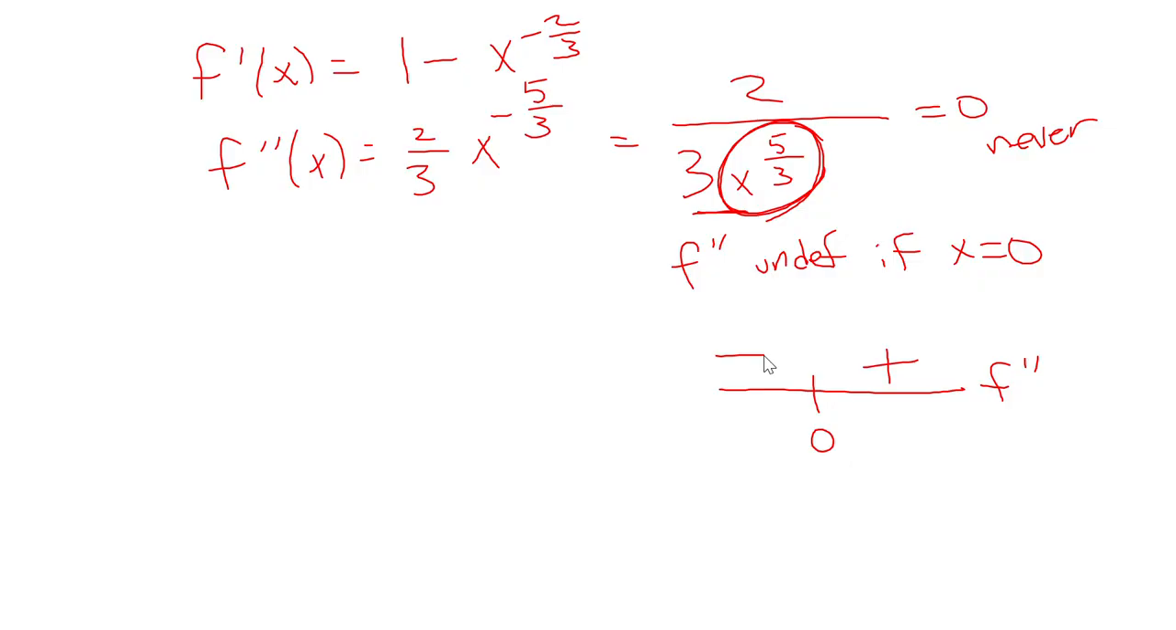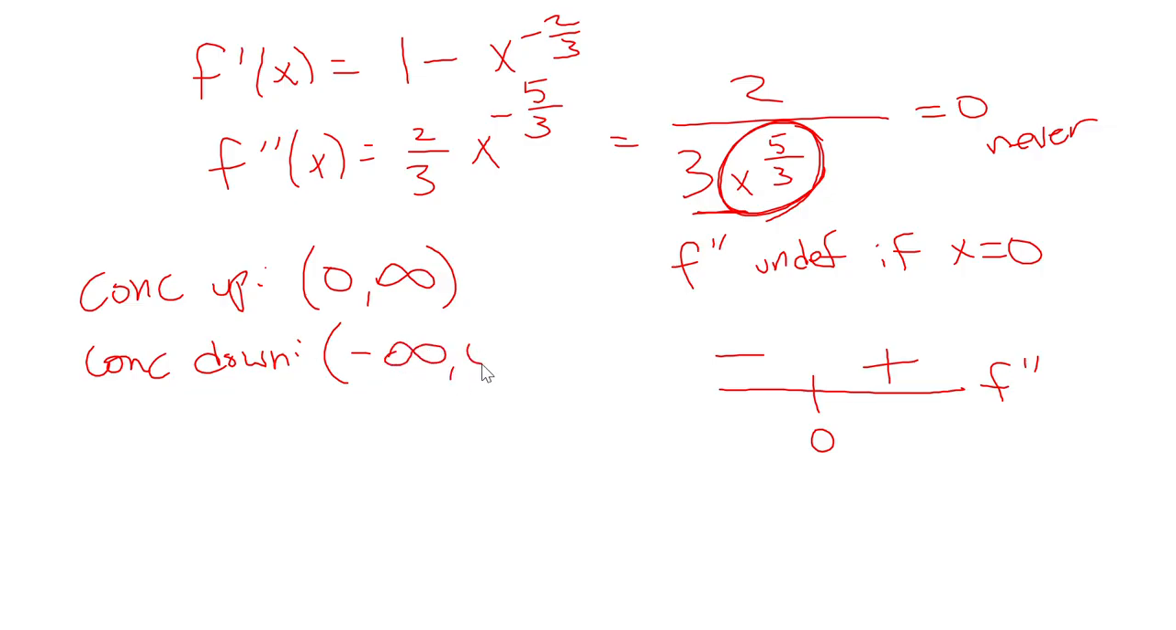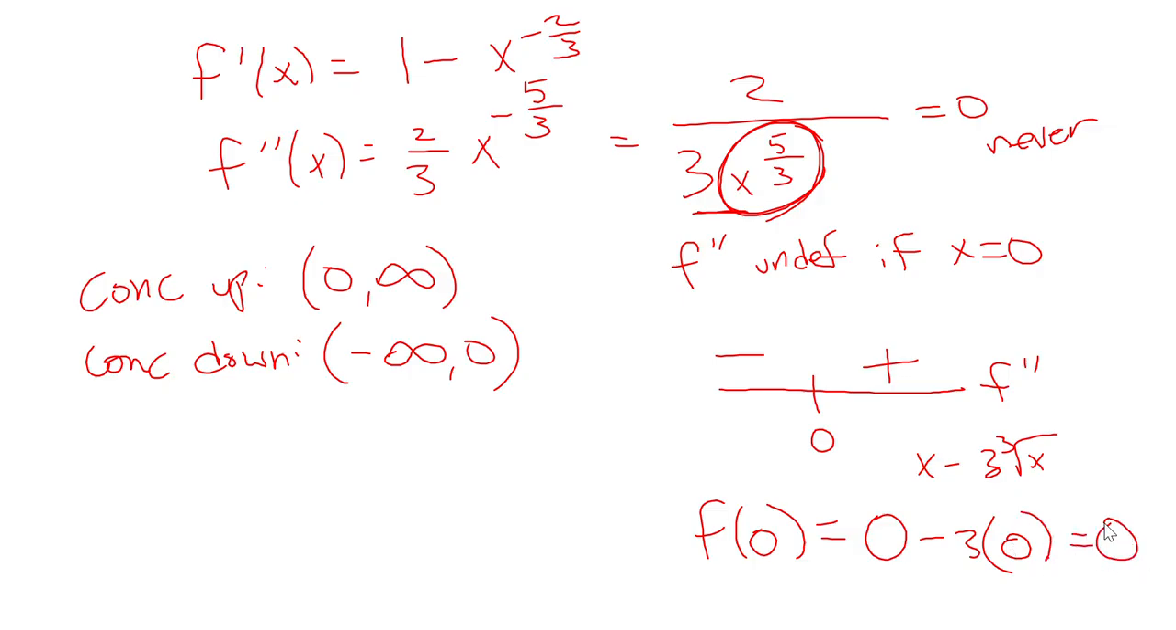So we can see that we are concave up on the interval from 0 to infinity, and we are concave down on the interval from negative infinity to 0. And we have a point of inflection at f of 0. Well, our original function was x minus 3 times the cube root of x. Well, x is 0, so that's 0. And then we have 3 times the cube root of 0, which is 0. So our point of inflection is the point 0, 0.